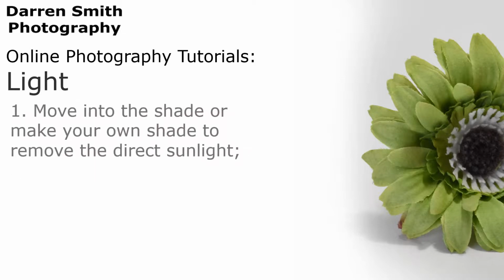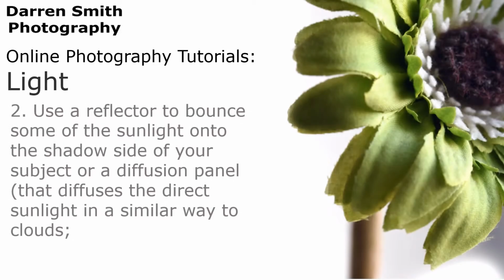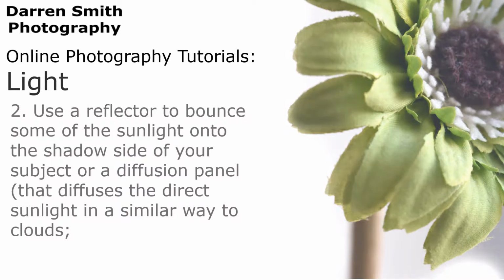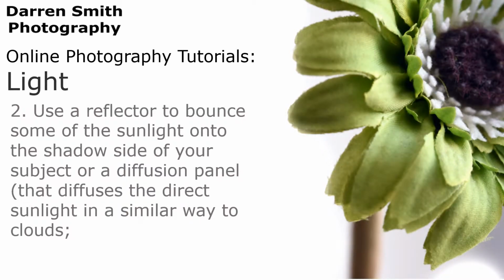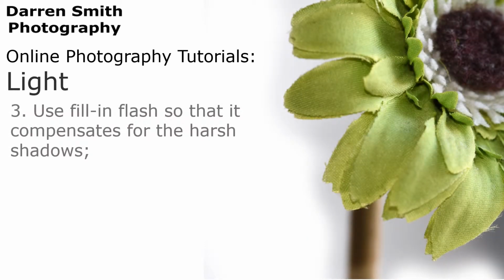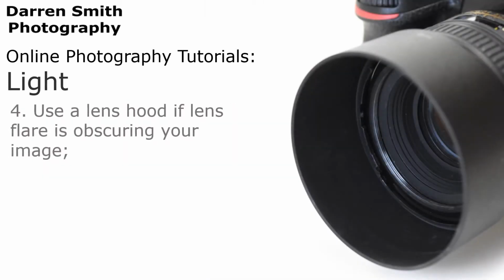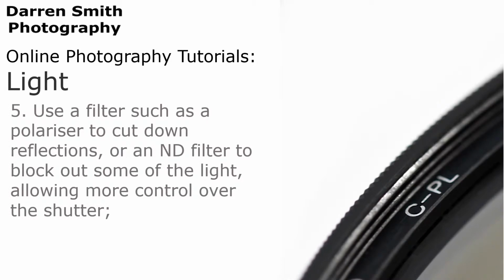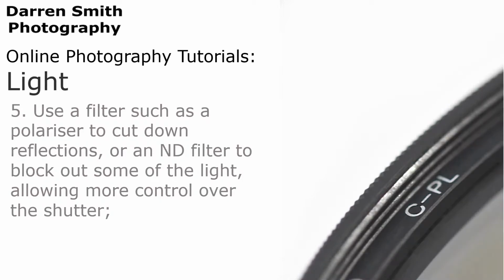You can move into the shade or make your own shade to remove the direct sunlight. You can also use a reflector to bounce some of the sunlight onto the shadow side of your subject, or a diffusion panel that diffuses the direct sunlight in a similar way in which clouds do it. You could use fill-in flash so that it compensates for the harsh shadows. If you get lens flare from the sun, you can use a lens hood. You could use a filter such as a polarizer to cut down reflections, or a neutral density filter to block out some of the light, allowing more control over the shutter.